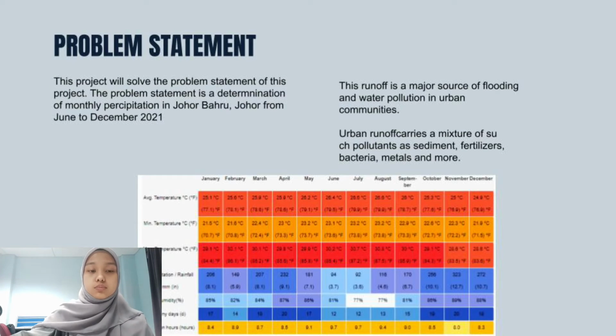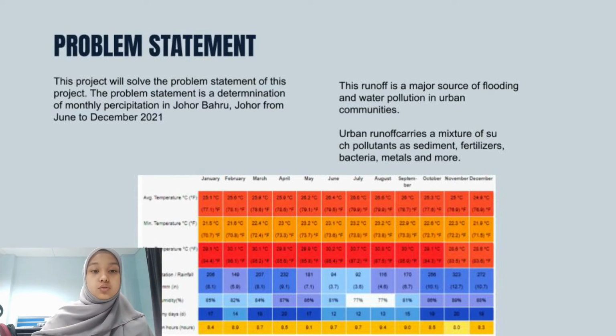Okay, this project will solve the following problem statement. The problem statement is to determine the monthly precipitation in Johor Bahru, Johor for June to December 2021. Detailed rainfall data is required for this project to calculate the surface runoff in this area. This runoff is a major source of flooding and water pollution in urban communities.